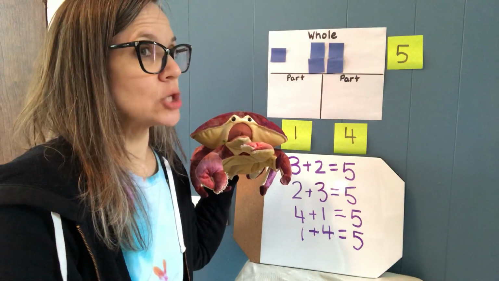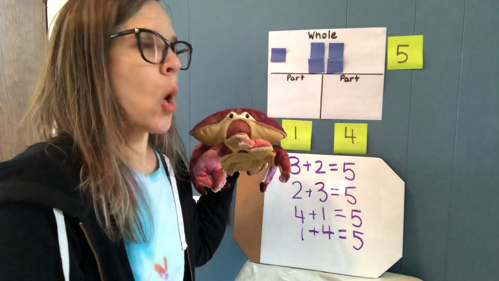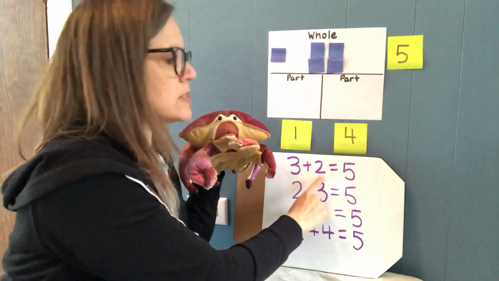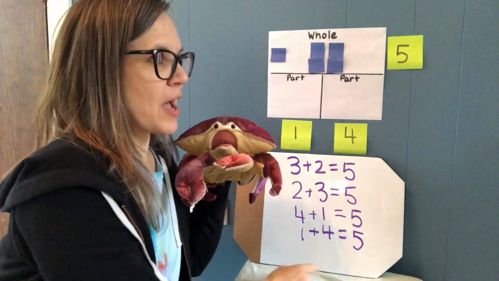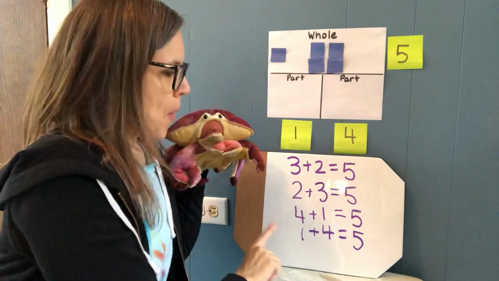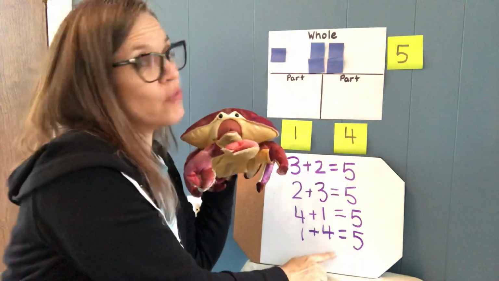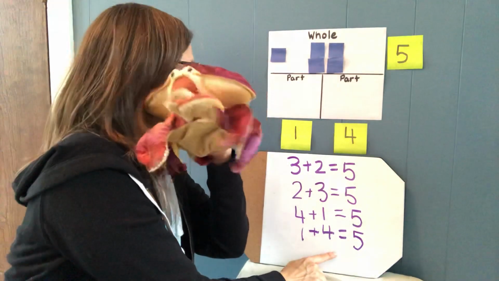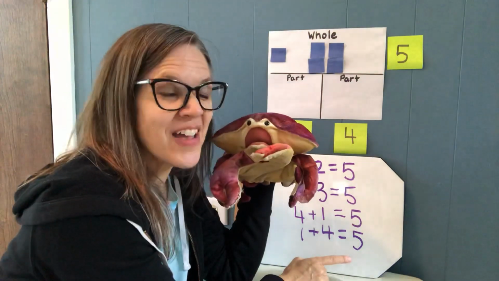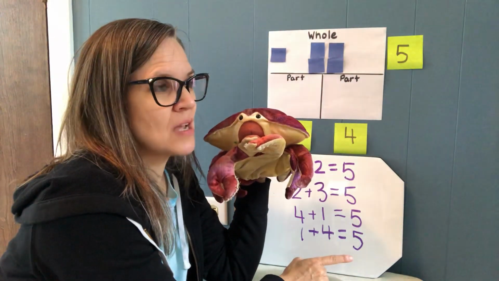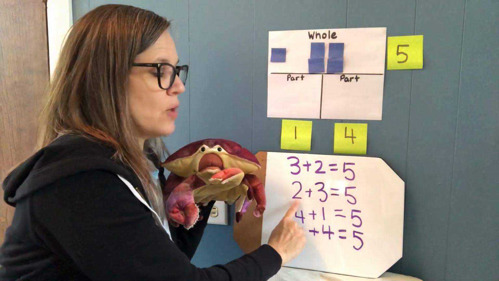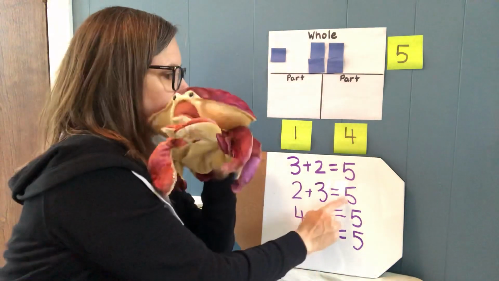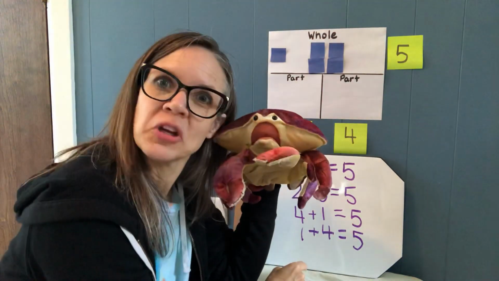Okay, let's start. Mr. Krabs, what is 3 plus 2? 5. Okay, Mr. Krabs, let's skip around here. Mr. Krabs, what is 1 plus 4? 5. Okay, Mr. Krabs, what is 2 plus 3? 5. He's pretty good.